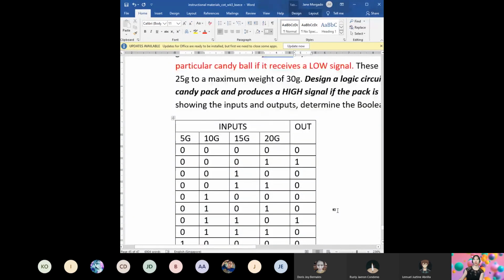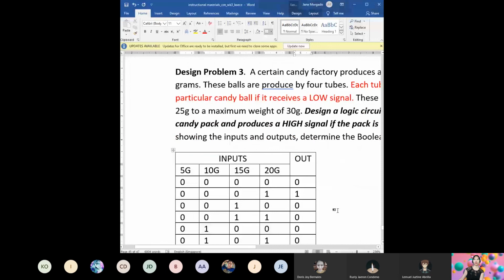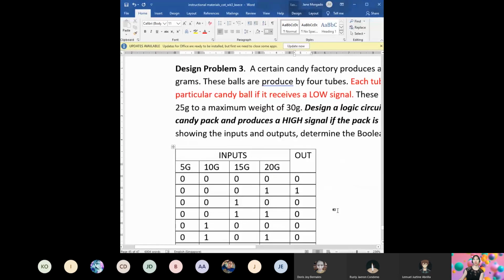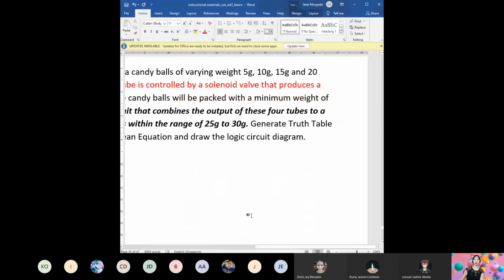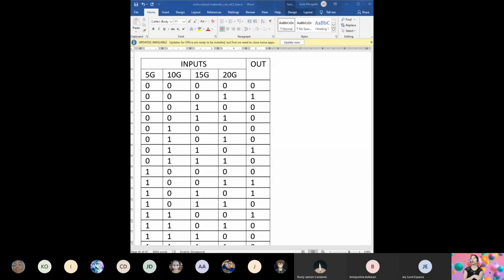Okay? So, this will be your tatlo na yan, ha? So, please determine the Boolean equation of this one, for design problem, and draw the logic circuit diagram. Question, class? So, this will be your last assignment. Tatlo yun, di ba? So, yung sa design problem number 1, 2, puro logic circuits diagram lang.